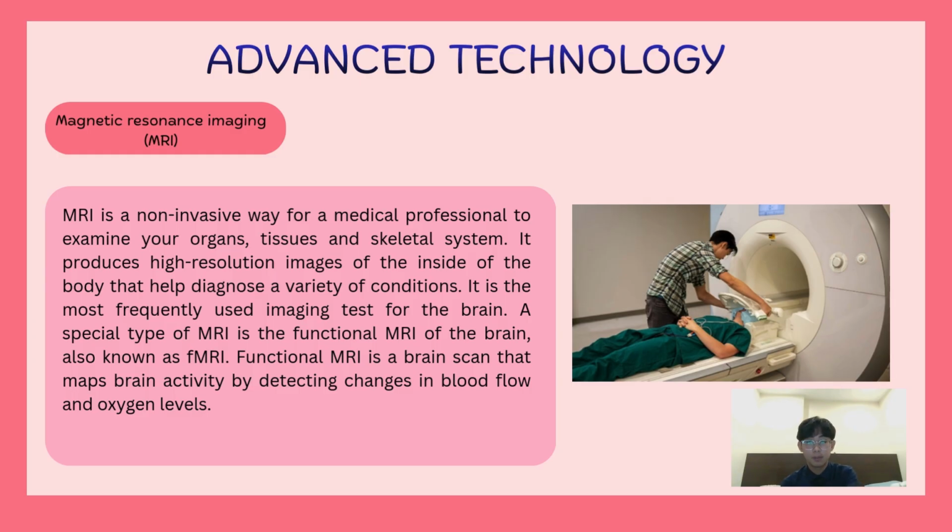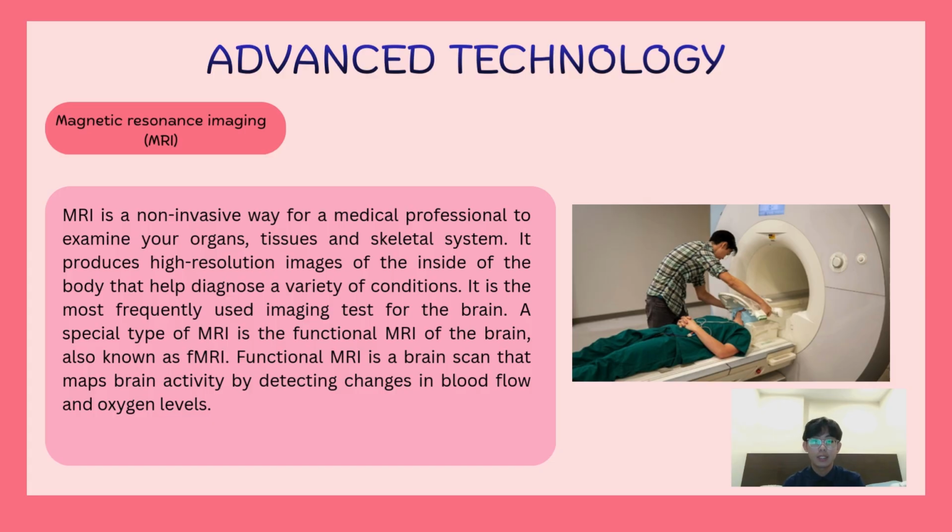Now I will be talking about the advanced technology used related to the human brain, which is MRI. MRI is a non-invasive way for a medical professional to examine your organs, tissues, and skeletal system. It produces high-resolution images of the inside of the body that help diagnose a variety of conditions. It is the most frequently used imaging test for the brain. A special type of MRI is the functional MRI of the brain, also known as fMRI. Functional MRI is a brain scan that maps brain activity by detecting changes in blood flow and oxygen level.